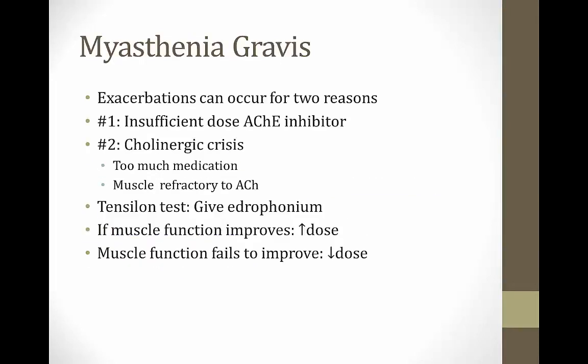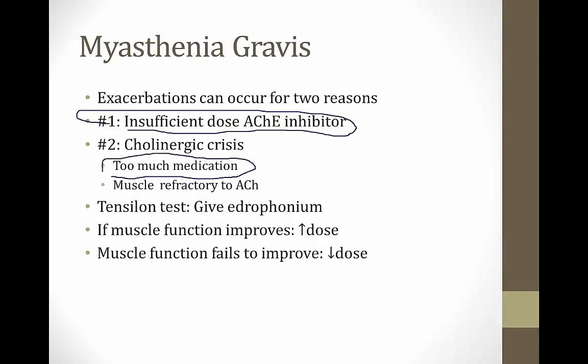People with myasthenia gravis frequently suffer from exacerbations. They'll be stable for a while on a drug regimen and then they'll start to get weaker than usual. And this can happen for two reasons. The first reason is because they're on an insufficient dose of their acetylcholine esterase inhibitor. But the second reason is because they're on too much acetylcholine esterase inhibitor. This is called cholinergic crisis. What's happened is the drug has flooded the muscle with acetylcholine and the muscle has become refractory.